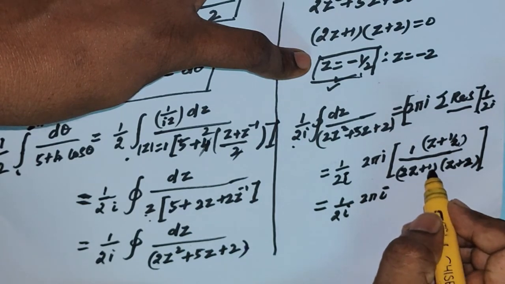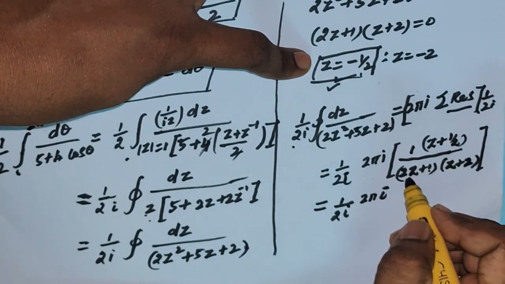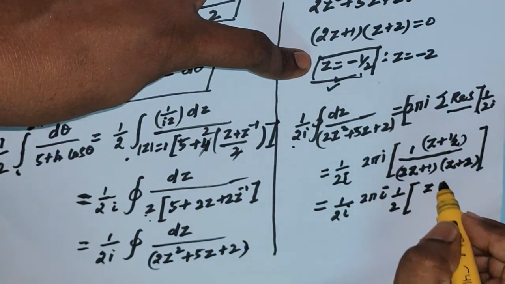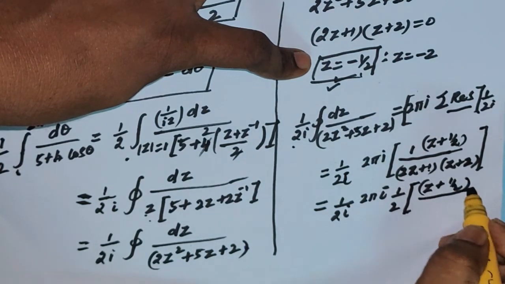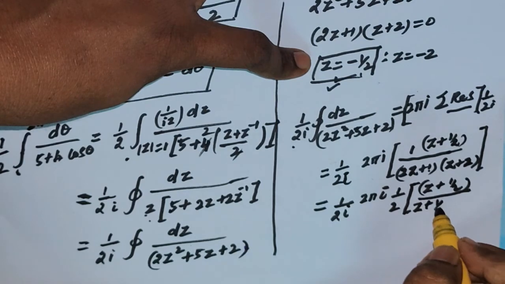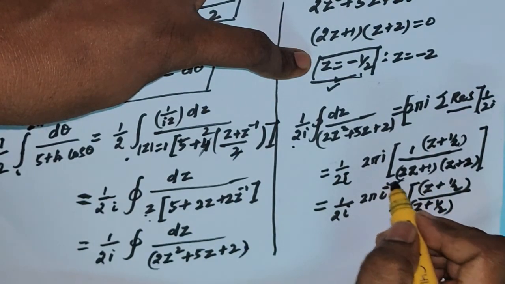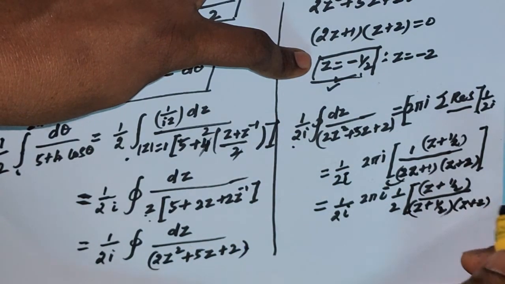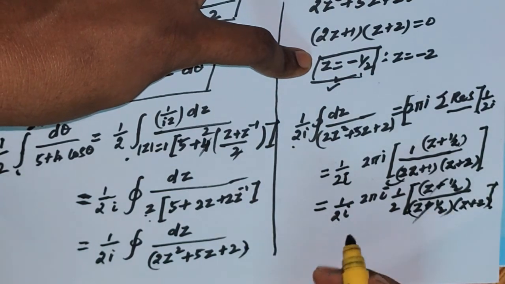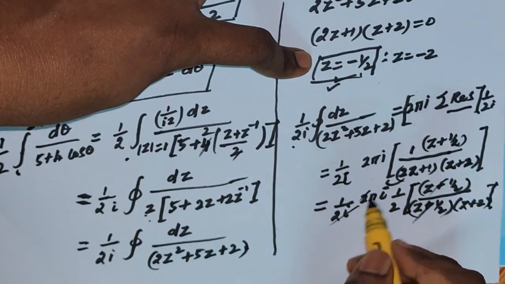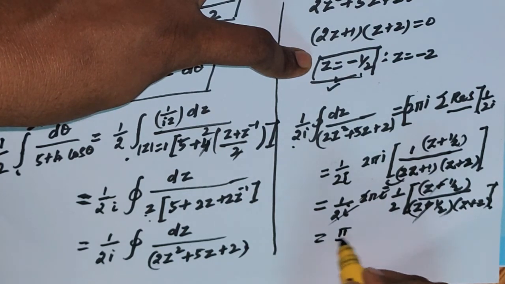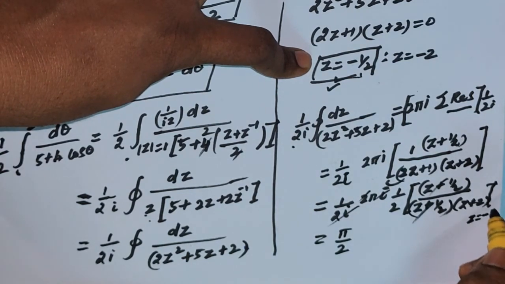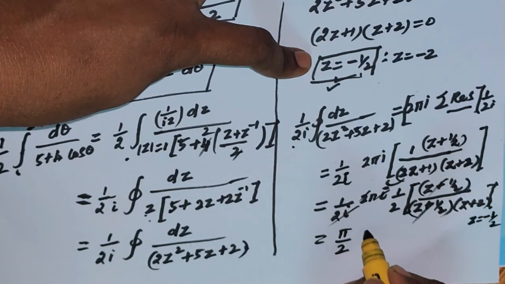Here 2z plus 1 will be there, so you can take the 2 outside. If you take it, you are having z plus 1/2, and the remaining factor is z plus 2. Then you can cancel these 2, you can simplify this, the 2i will get cancelled, so pi by 2 will be there. We are finding the residue at z equal to minus 1/2, at this point, so substitute that value.